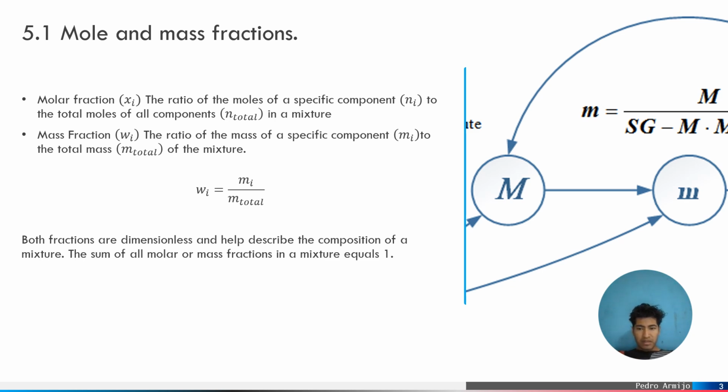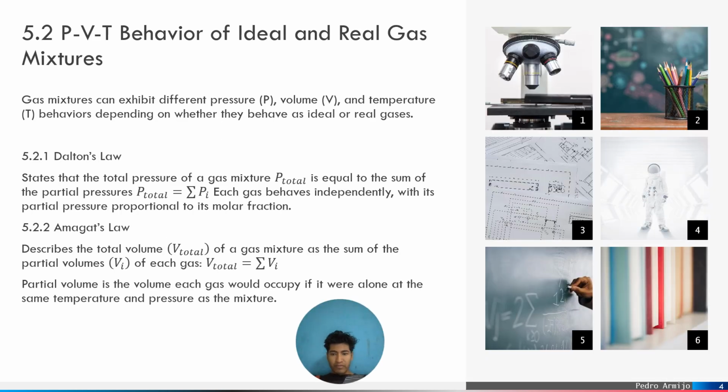The next topic is gas mixtures. PVT behavior is described by two key laws. Dalton states that the total pressure is the sum of the partial pressures of each gas. Amagat, on the other hand, says that the total volume is the sum of the partial volumes. Both laws assume ideal gases.